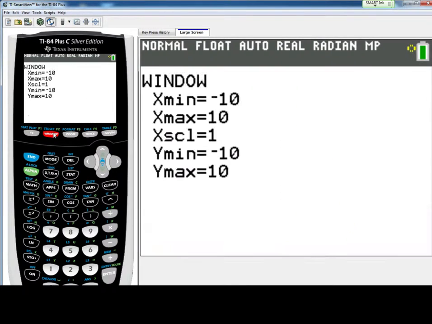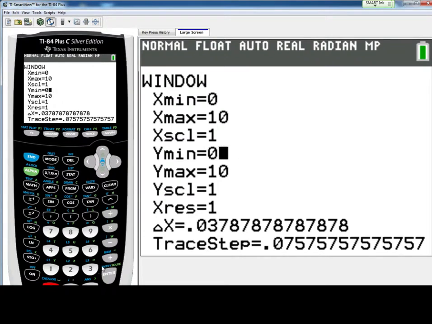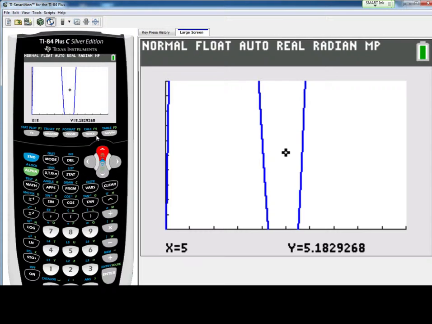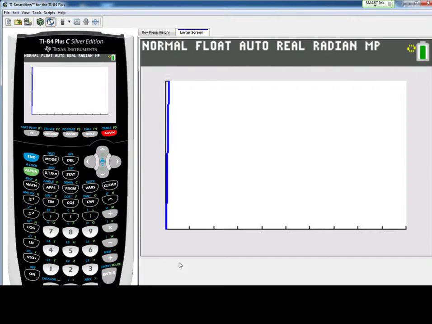Actually, you know what? Window. I want 0 here, and I want 0 there. Graph. It's going to come down. It's going to come back up. Okay. Come on, get up there. Man, I got to go to the Y max. Let me go change this again. Window. I'll be lazy. My Y scale, I'm going to change it by 10. And let's try to get graph.